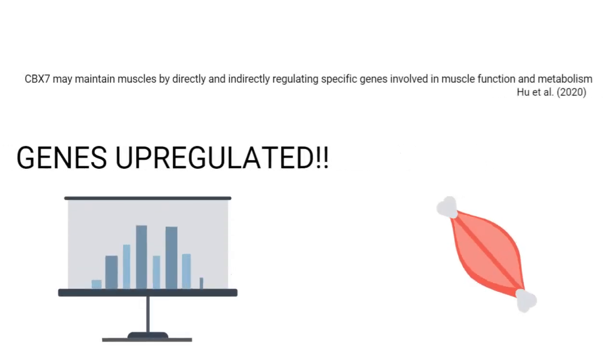Researchers found that a gene called CBX7 is important for muscle preservation and maintenance in killfish embryos. According to the researchers, CBX7 may maintain muscles by directly and indirectly regulating the specific genes involved in muscle function and metabolism.